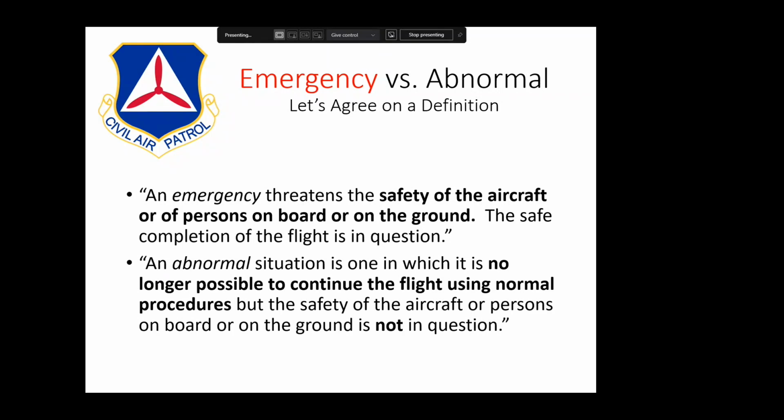Whereas an abnormal situation is one in which you basically cannot continue the flight using normal procedures. So shall we say you can't complete the mission as planned. But the safety of the flight, the safety of the personnel, the aircraft, or people on the ground is not in question, right? Can lack of preparation turn an abnormal situation into an emergency? I would say yes.